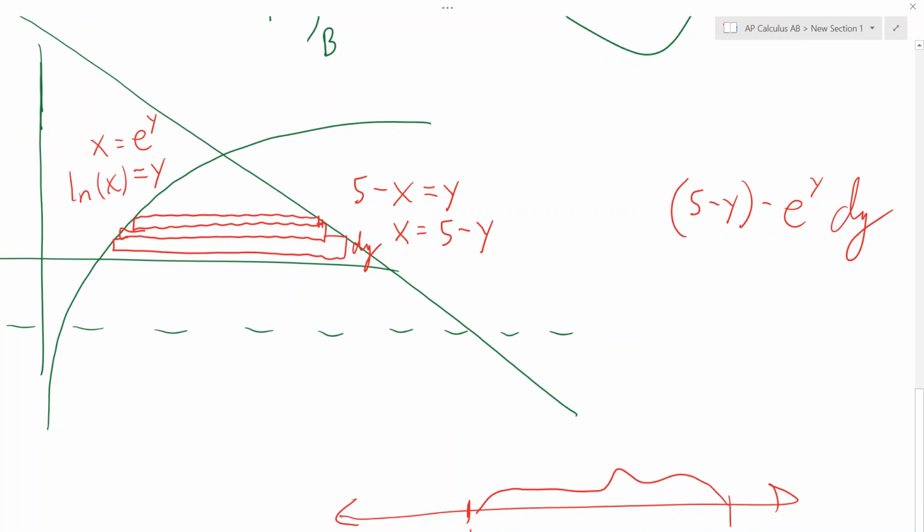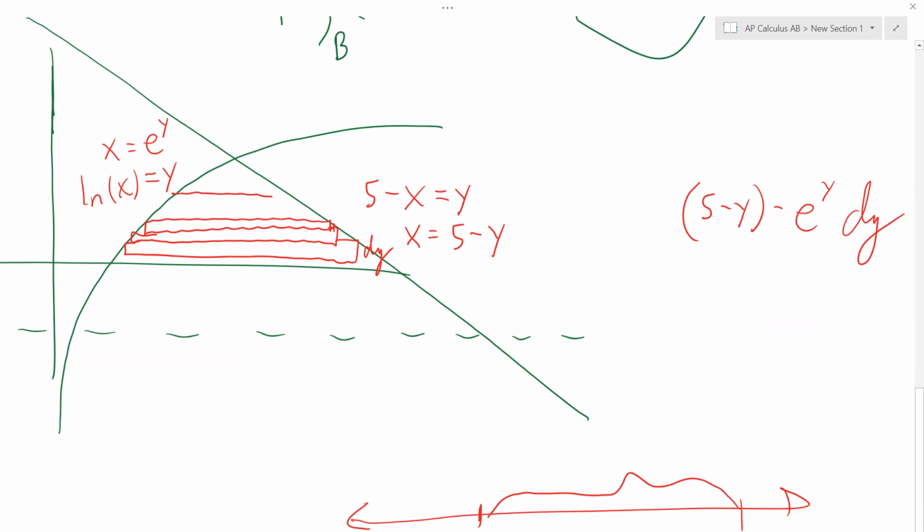Do you see that? No matter where I draw these rectangles, what's always on the right-hand side of these rectangles? 5 minus y. Always is over there. What's on the left-hand side always? e to the y, which means we only need one integral to do this with y. The x way works fine, but this is how it works with y's.